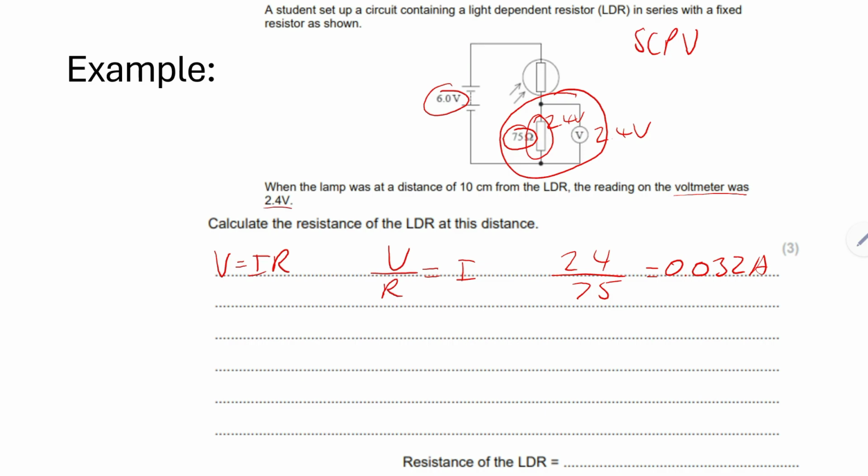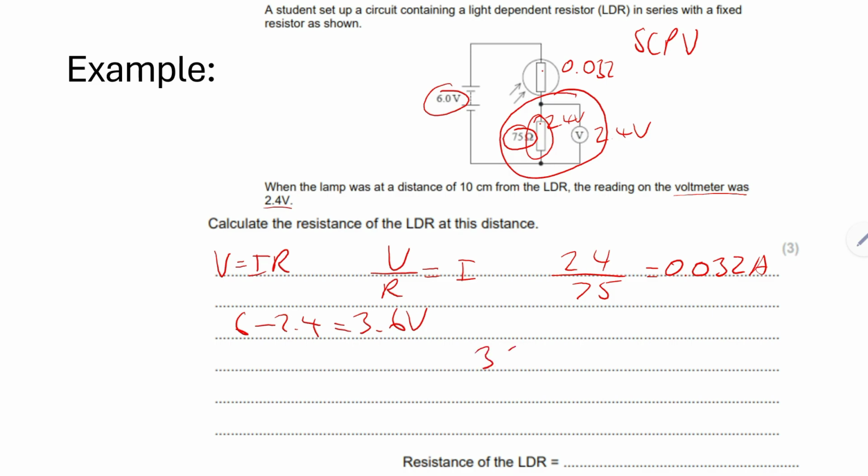Now we know that the current of the LDR will be the same as well due to SCPV. So 0.032, I'm just going to label it. And from SCPV, we know that the voltages across the resistor and the LDR are going to be different. So we take the difference of 6 and 2.4, and that gives us 3.6 volts. So now we know the voltage across the LDR is 3.6 volts.